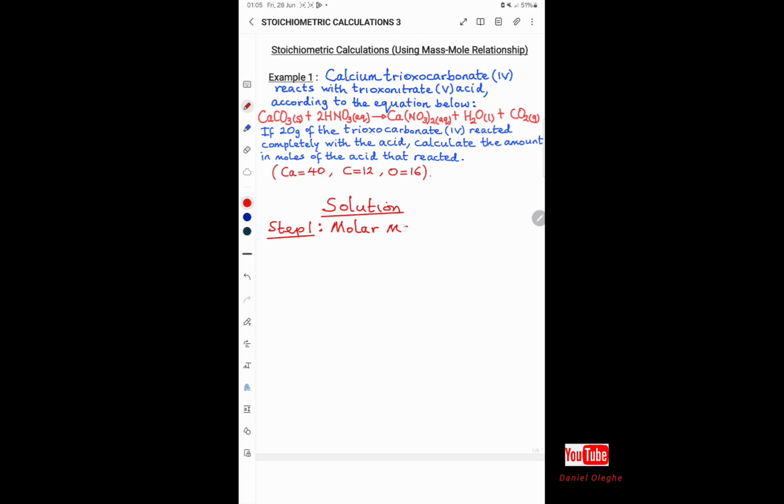Molar mass of calcium trioxocarbonate(IV). You multiply the number of atoms by the atomic mass of each element given as follows. 3 times 16, 40 plus 12 plus 48, and that gives us 100 grams per mole. That's the first thing that you do.